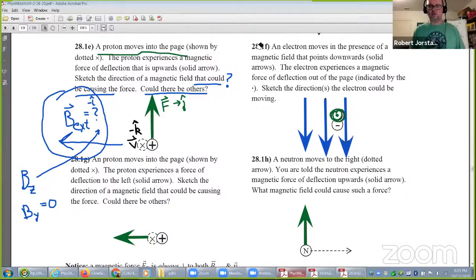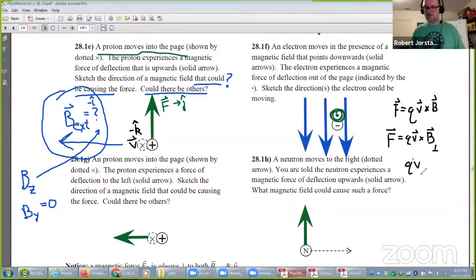All right. And again, why is that? Because, let me get my equation. I know that the force is equal to Q V cross B. So what you could do is say the force is actually equal to Q V cross B perp, where this is the magnetic field that is perpendicular. Or you could say it's Q V perp, the velocity that's perpendicular to B external.